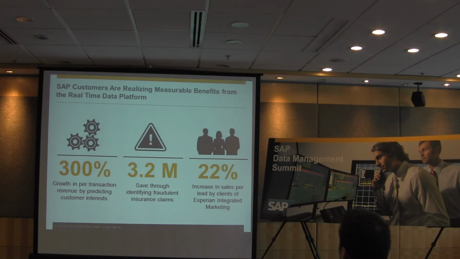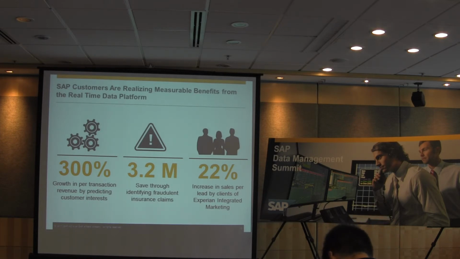And the second one, it's an insurance company. By using this real-time data platform, they save 3.2 million because some customers have some fraudulent insurance claims. They detect that and avoid that, and this helps them to save 3.2 million.